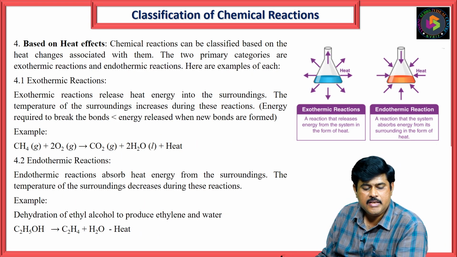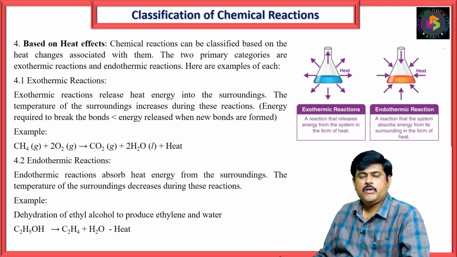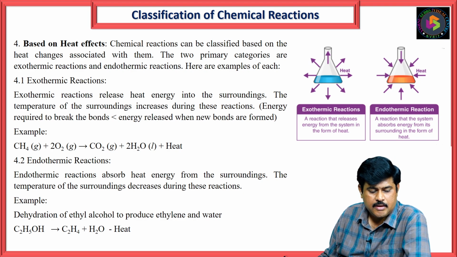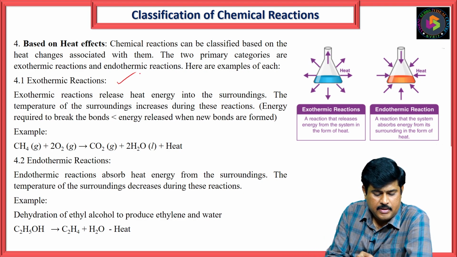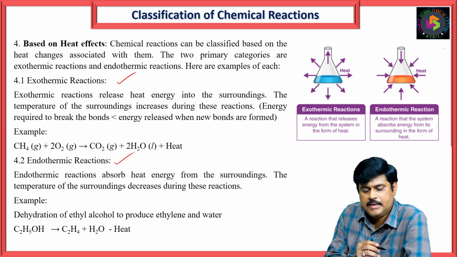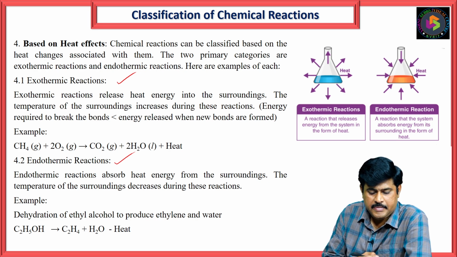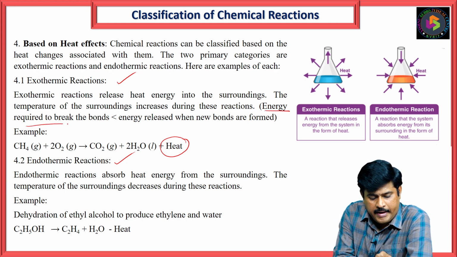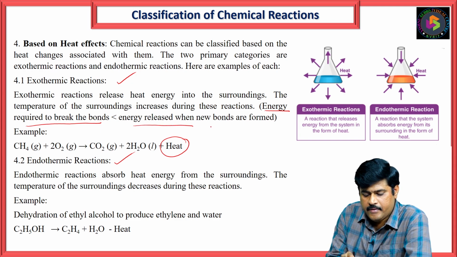Coming to the classification based on the heat effects, chemical reactions are classified based on the heat changes associated with them. There are mainly two types of reactions: exothermic reactions and endothermic reactions. In exothermic reactions, the heat energy is released to the surroundings. That means when the reaction happens, some heat is evolved. This happens when the energy required to break the bonds is less than the energy released when new bonds are formed. So when this happens, the energy is released.